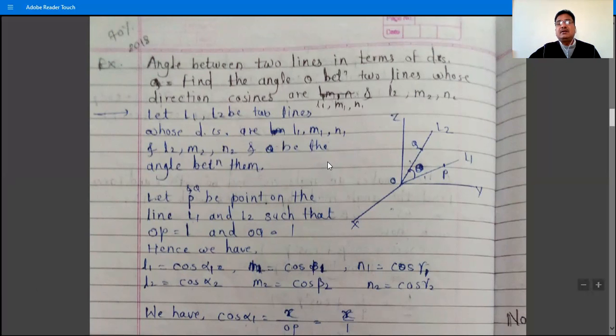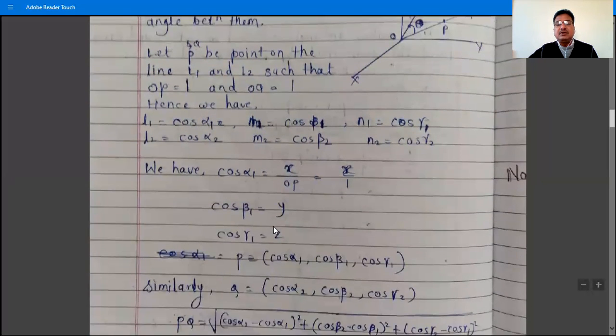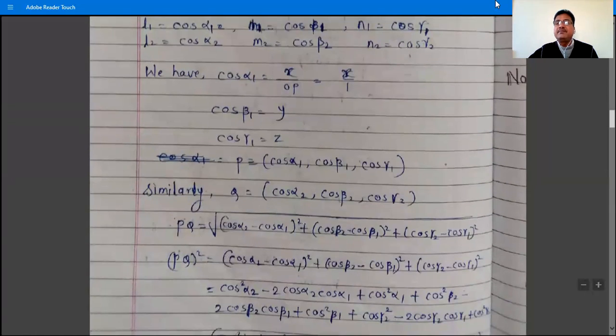Okay, so the next topic is the angle between two lines in terms of direction cosines. The proof of this theorem is also important. Find the angle between two lines in terms of direction cosines, that is L, M, N and L dash, M dash, N dash, or L1, M1, N1 and L2, M2, N2. So we'll see this proof in the next lecture, angle between two lines.